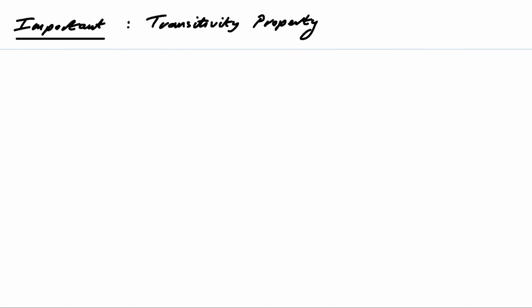Kind of sounds fancier than it is really. Here's what it states. If I have A less than B and B less than C, that guarantees that A has to be less than C. The word transitive is for transmit, really. So it's like it's transmitting the relationship between A and C through B. That's one way to think about it.